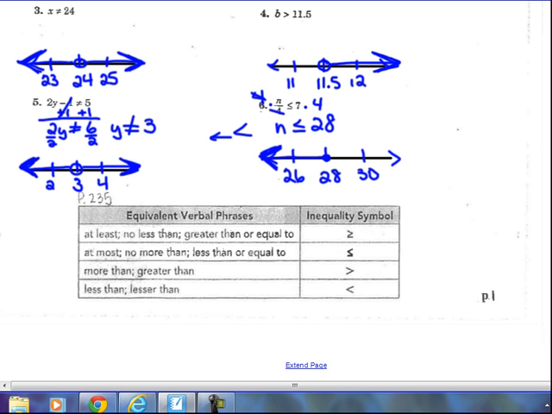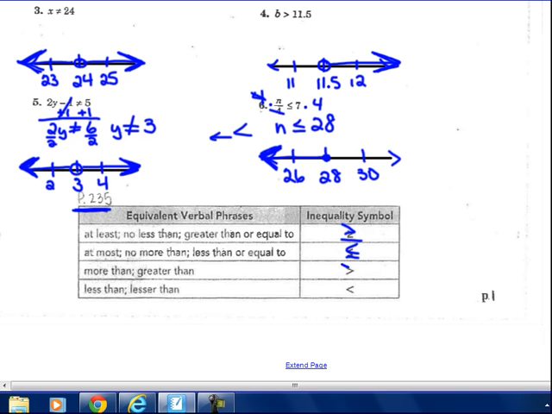Some equivalent verbal phrases, and this is on page 235, you can see in your text. We're going to be changing some English verbal phrases to the matching inequality symbol. So things that mean greater than or equal to: at least, no less than. Words in English that mean less than or equal to: no more than, at most. So you could have at most $30, let's say, which means you can't have any more than $30. You can have 29 and 28 and 27.